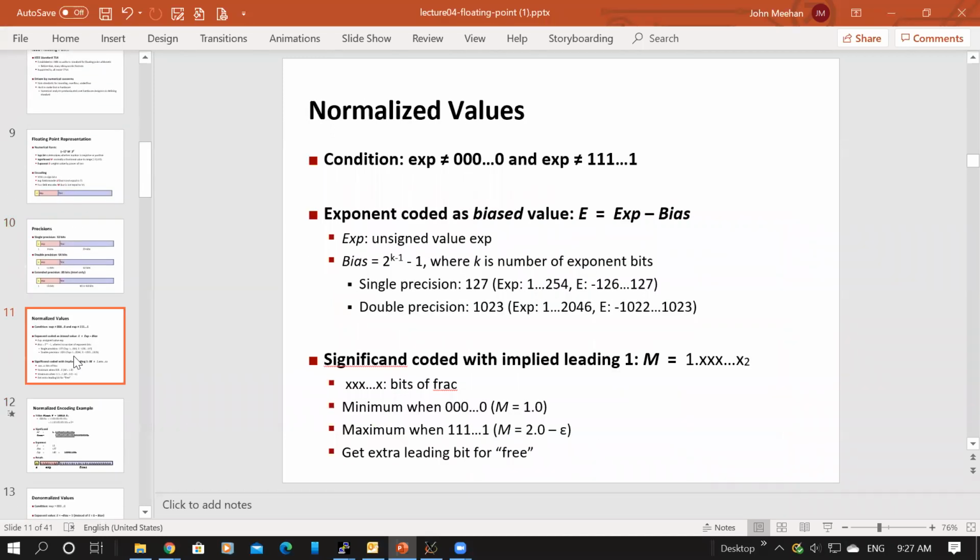Okay, so there are going to be 3 different flavors of how we store the floating point number. We're going to have one flavor called normalized forms. Then we're going to have another one called denormalized. And then we're going to have a third flavor called special cases. So the first one we want to look at is storing floating point numbers in normalized form.